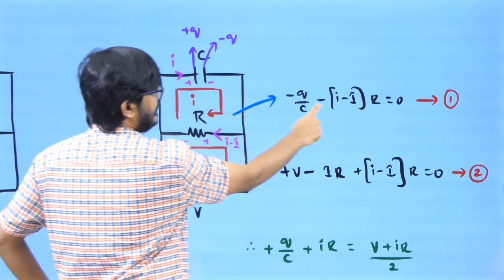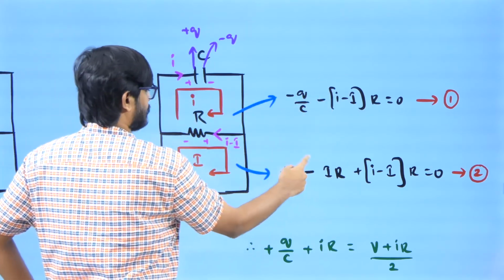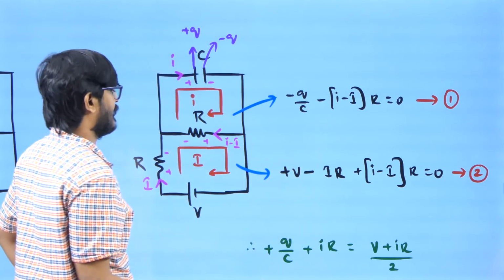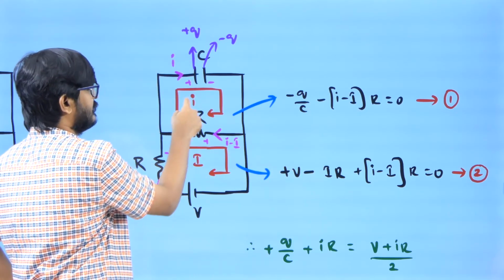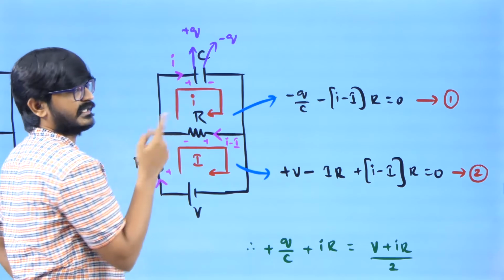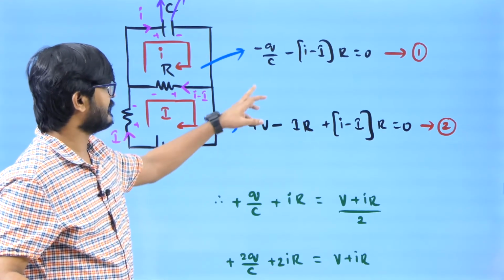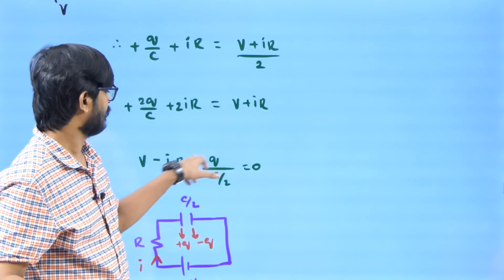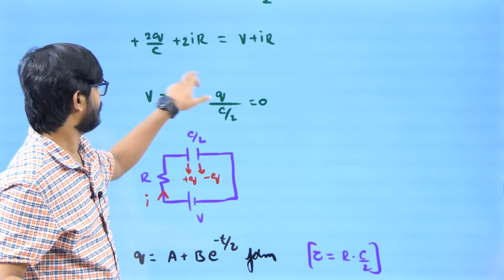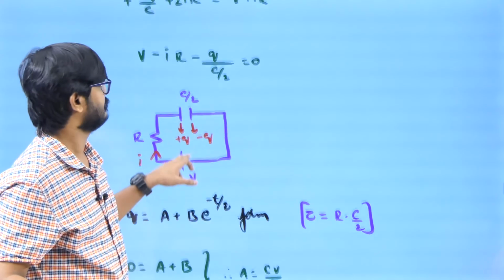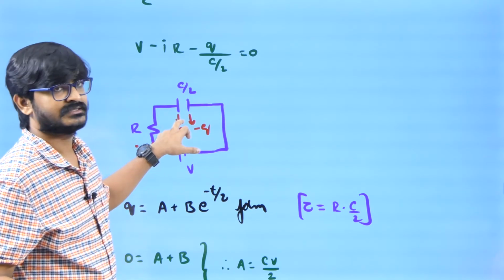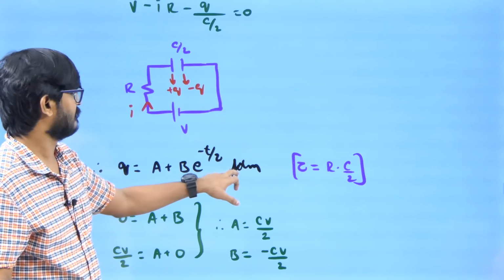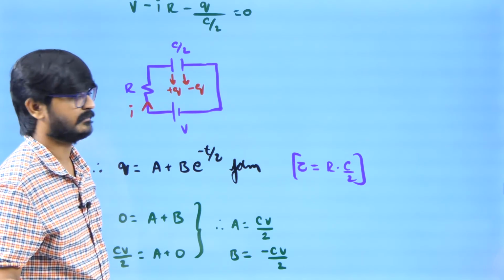I will be writing a loop equation for this one, and a loop equation for this one. When I solve it, what I don't need is I. I need this one and Q so that I can integrate. So when I eliminated capital I from these two equations, I got an equation like this. Once I get the equation like this, I can visualize a figure like this, and I know it must be of this form where the time constant is R into C by 2.